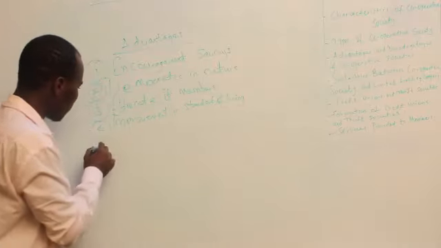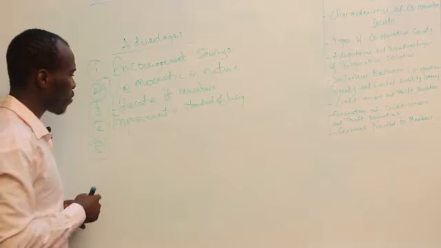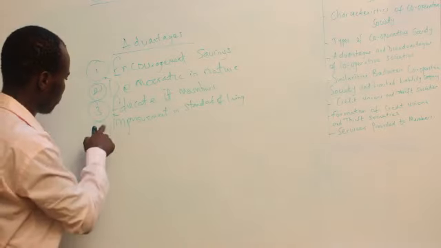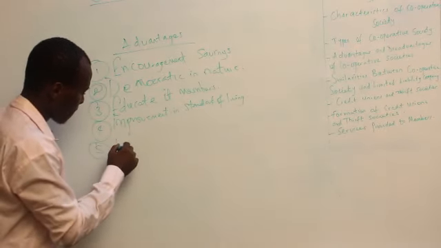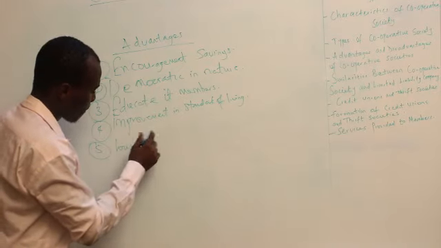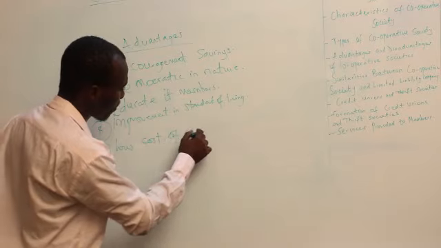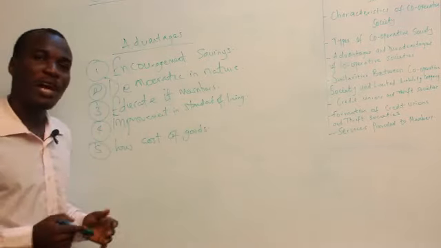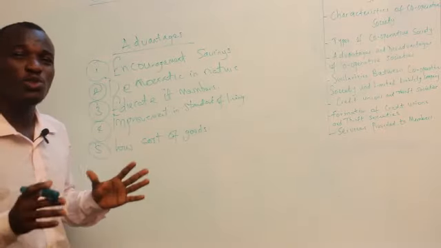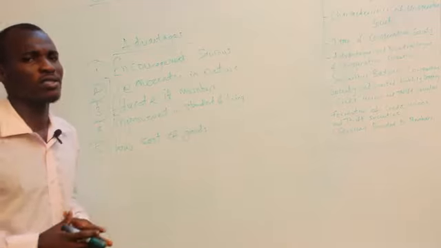Then number 5, we have low cost of goods. So cooperative society ensures that the goods that are available to its members are usually of low cost.